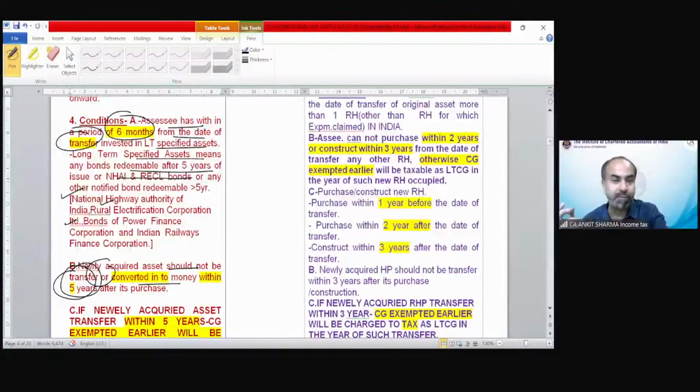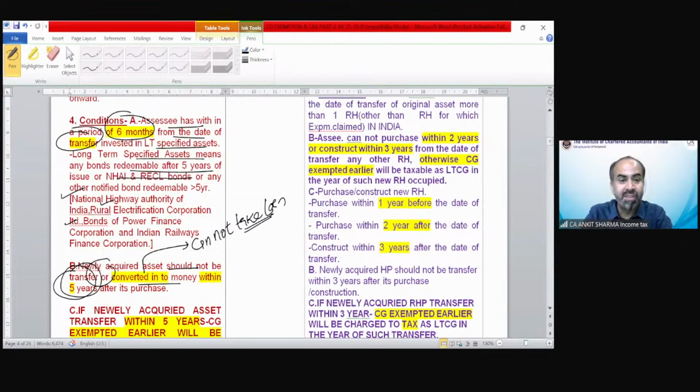In the earlier 3 exemptions, the time limit was 3 years. But for section 54EC, the time limit for not transferring the asset or converting it into money is 5 years. So what is the meaning of converted into money? That even you cannot take a loan on these assets. If you have bonds and you pledge those bonds as collateral, thinking that against that bond you would like to take a loan, that would also be considered a transfer, and this condition would be violated. So you cannot take even a loan.